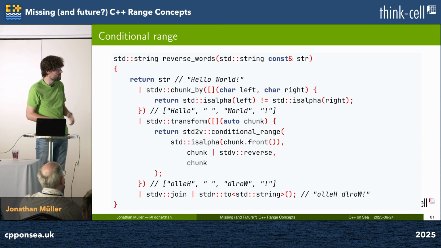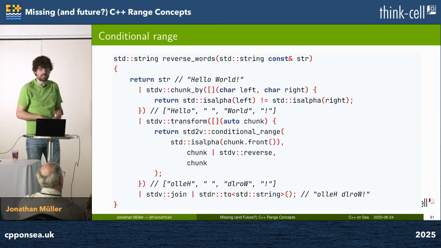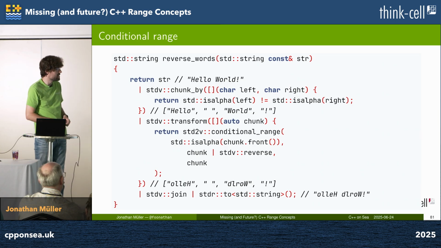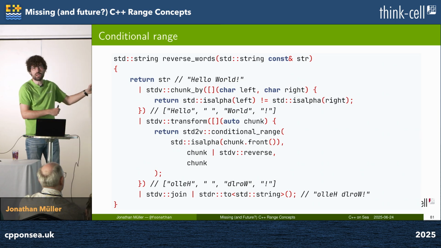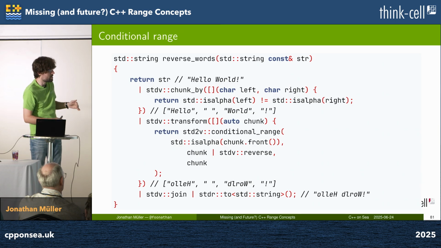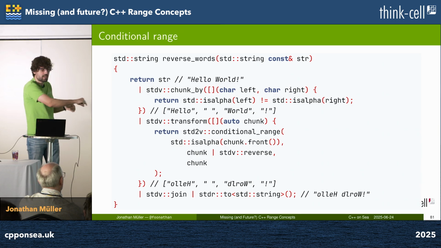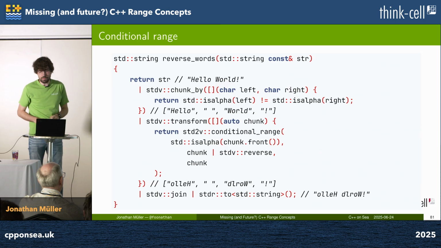A nicer thing is to return conditional range. This is something we have at thinkcell. It's not in the standard. And essentially, it's just a variant of two ranges, but a variant with iterator support. So you can iterate over one or the other depending on a one-time condition. And conditional range is a problem for filter.